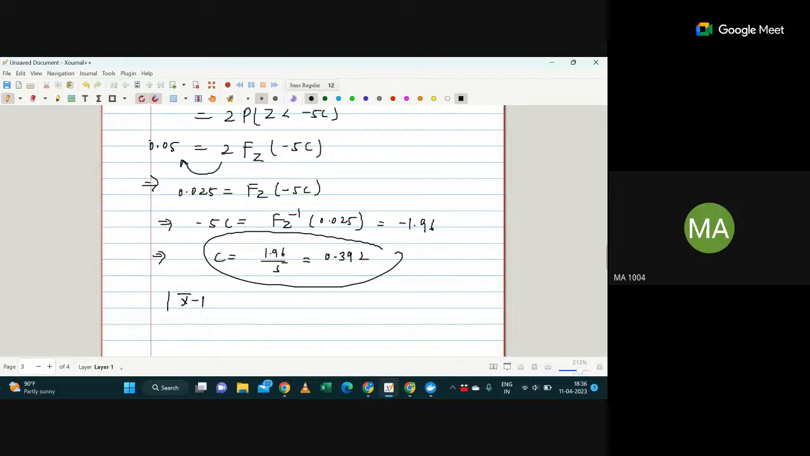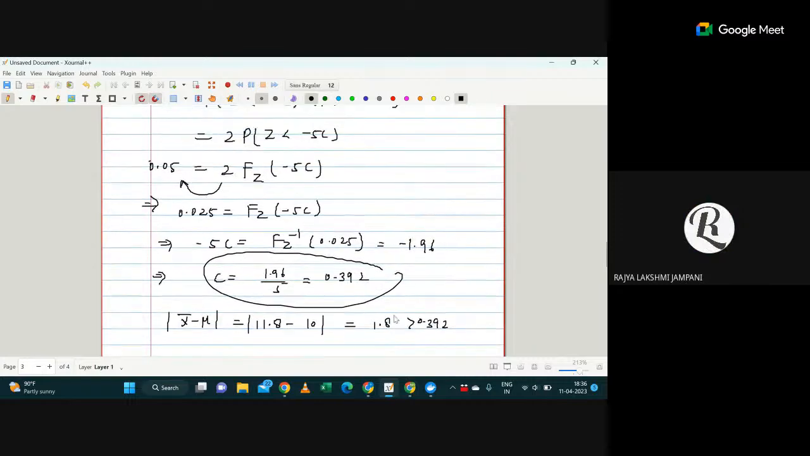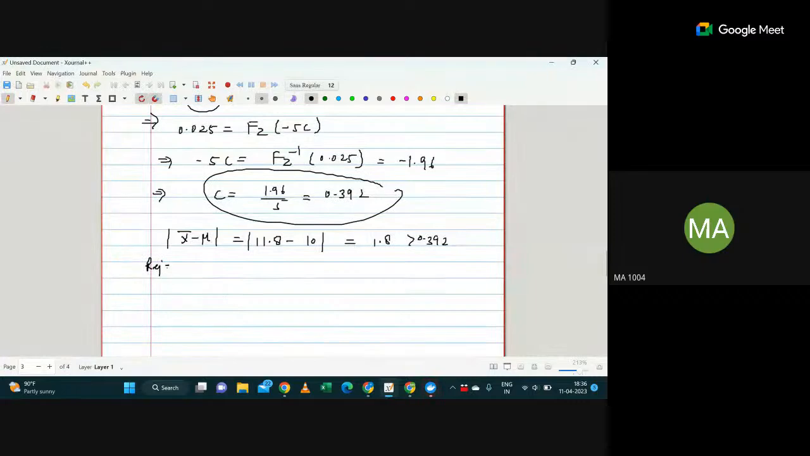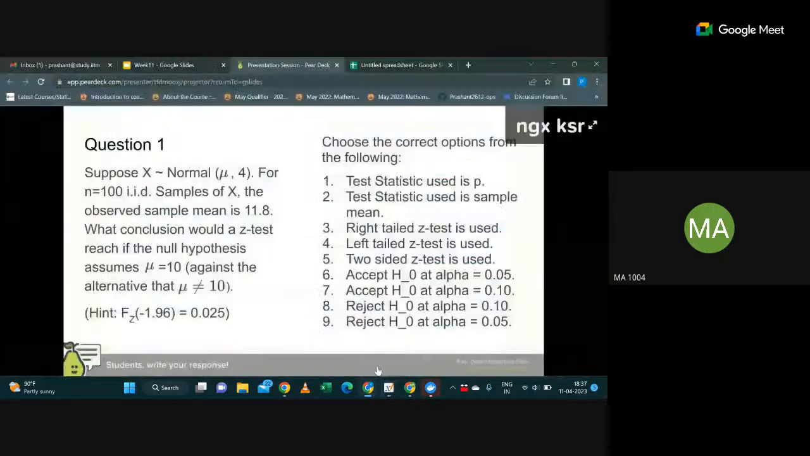Now, what was our test? Mod of x bar minus mu. So x bar was 11.8, mu was 10, correct? So what is this? 1.8, which is greater than c. That means what? Reject H naught. So I will reject H naught at alpha equal to 0.05. The same thing you can do for the 10%. So which option will be correct?